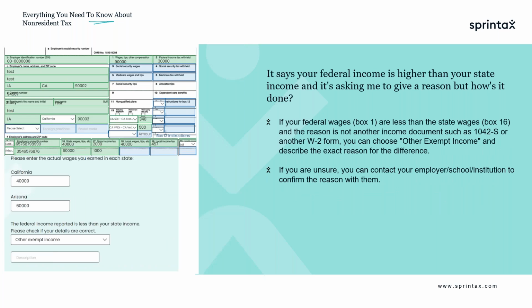If the reason is not because you are tax treaty eligible, then you could select other exempt income and describe the exact reason for the difference. So if it's not because you have another 1042-S or it's not because you have another W-2, you will need to find out from your employer, your school, or your institution what is the exact reason, and then outline it in the description on this step.